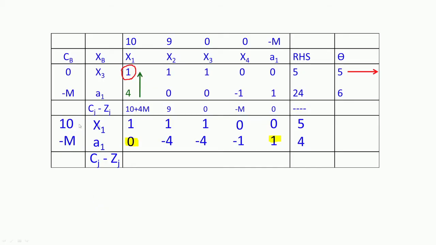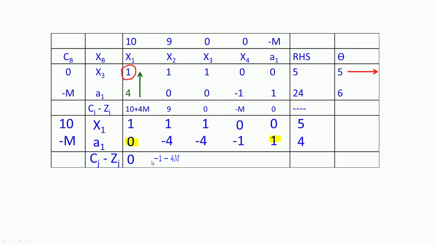So, we write Cj minus Zj and find out the values. 10 into 1 minus m into 0 is 10, 10 minus 10 will be 0. 10 into 1 is 10, minus m into minus 4 is 4m. So, 9 minus 10 minus 4m is minus 4m minus 1.